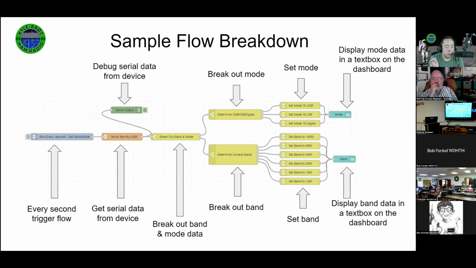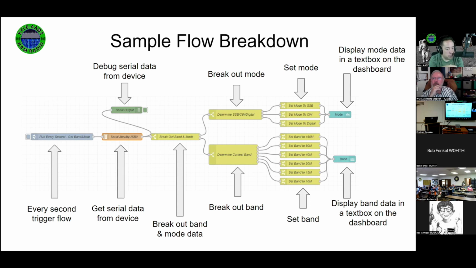Then you can do some determinations in that if-then-else statement to say, all right, is the band 160 meters? Is it 80? Is it 40? Is it 20? And once you break that out even further, you can display the band data in a dashboard node, however you want to display it.